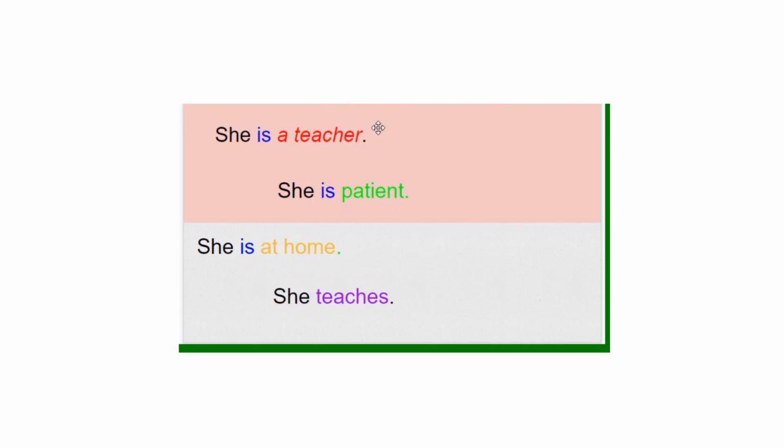Let's see the first sentence. She is a teacher. Let's identify: is is the to be, and a teacher here is the noun. Okay, jadi pada kalimat pertama, she is a teacher, is adalah to be, dan a teacher adalah kata benda.